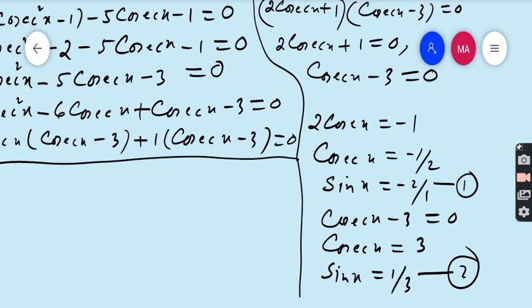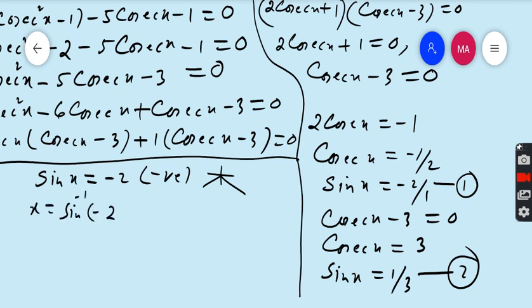Taking both equations one by one, first I am taking sin x equals minus 2, equation number 1. This is negative and sin is negative in the third and in the fourth quadrant. So x equals sin inverse minus 2. This will give you a math error in your calculator, or you can say not possible, or not admissible, because the maximum value of sine is 1 and the minimum value of sine is minus 1. So it is not possible that the value of sine is less than minus 1. So this is the final answer.